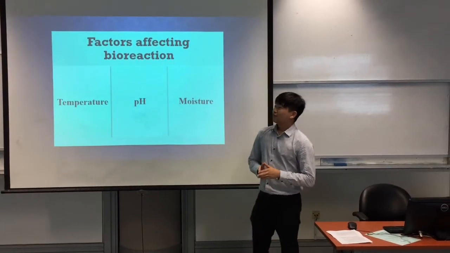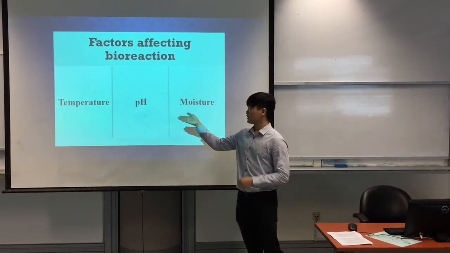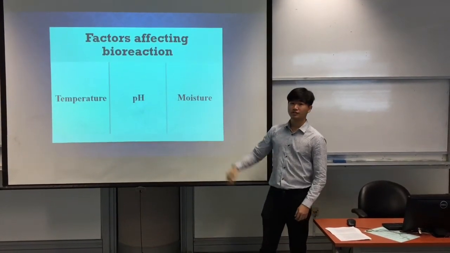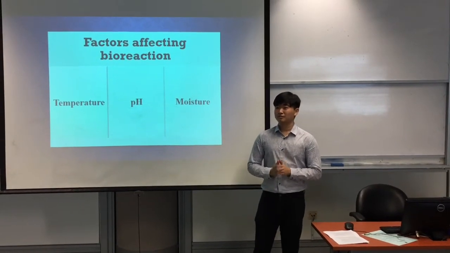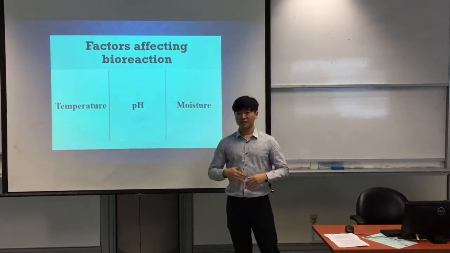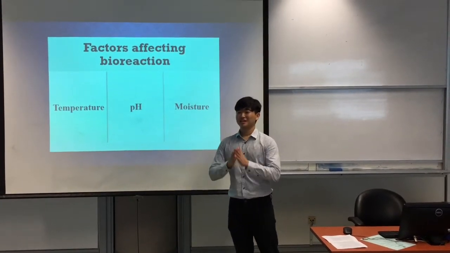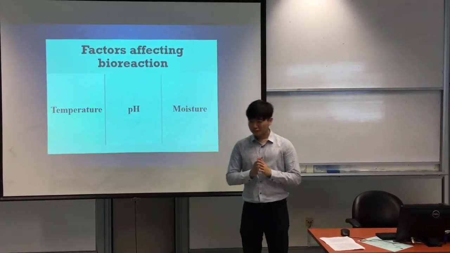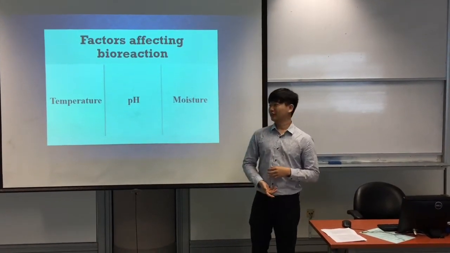However, there are some factors affecting bioreaction, which are temperature, pH value, and moisture. For the temperature, hot air can totally kill the biomass. When the temperature of the emission is too high, a humidifier is used to cool it down through evaporative cooling.